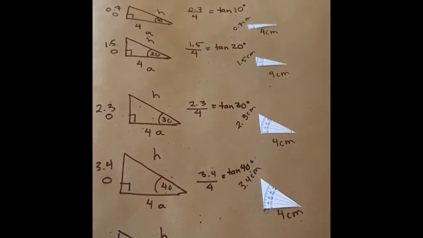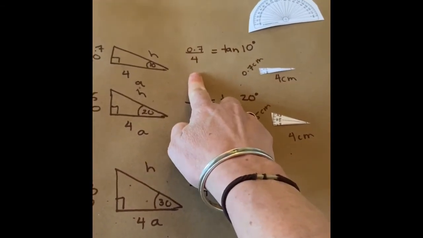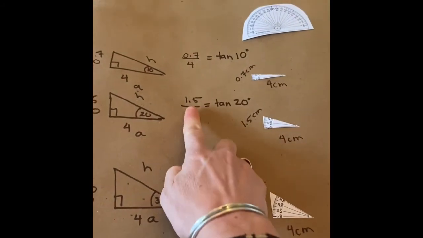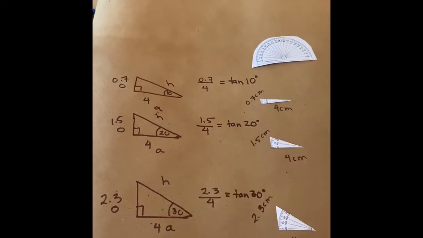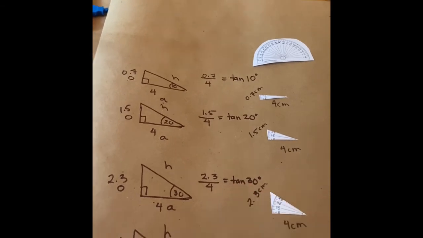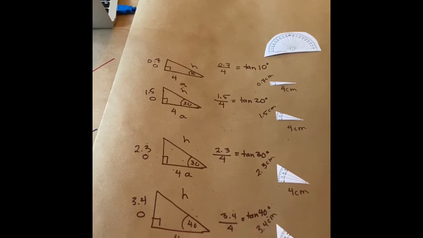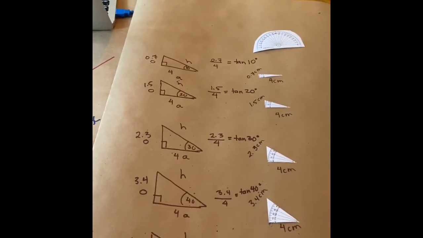Now, trigonometry tells me that when I do 0.7 divided by 4, it should be the same thing as when on the calculator I do tan 10. And 1.5 divided by 4 should be the same thing as tan 20. And 2.3 divided by 4 should be the same thing as when I do tan 30. 3.4 divided by 4 should be the same thing as when I do tan 40. And 4.7 divided by 4 should be the same as tan 50.